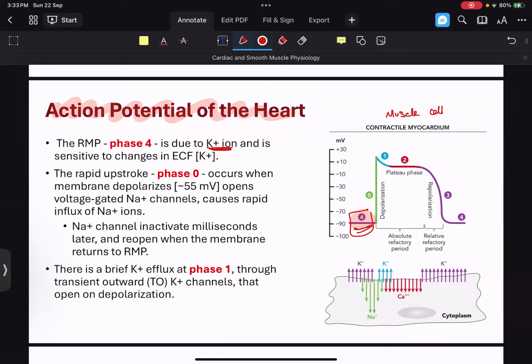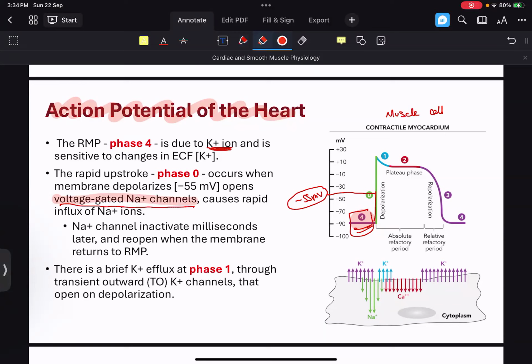Okay, and what's going to happen is, as we said, the sinoatrial node is going to send an electric signal for your cardiac cells to contract, and that is going to cause depolarization. So you're going to depolarize, and your positive charge is going to increase until you reach negative 55 millivolts. Once you reach negative 55 millivolts, this is going to cause the voltage-gated sodium channels to open up.